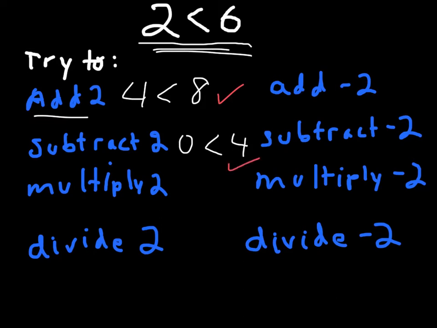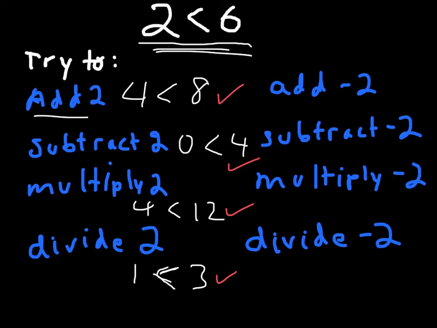Okay, multiply by 2. Well, 2 times 2 is 4. That's less than 6 times 2 is 12. Is that still true? You know it. Okay, divide by 2. 2 divided by 2 is 1, and 6 divided by 2 is 3. Is 1 less than 3? Yes. So when we use positive numbers, they all work out just fine. We all have 4 red checks there.